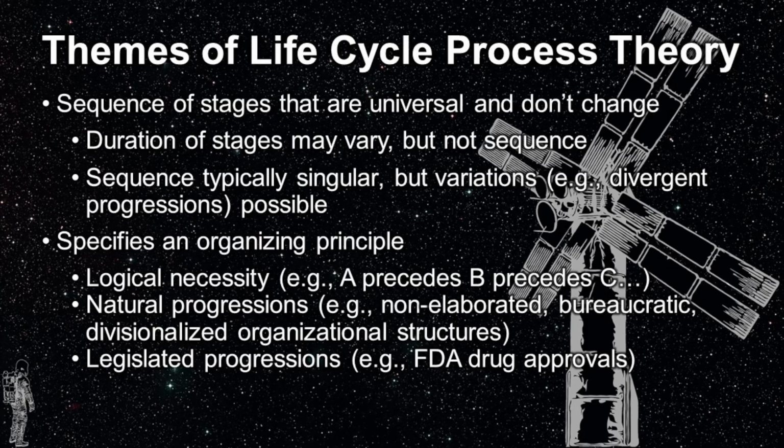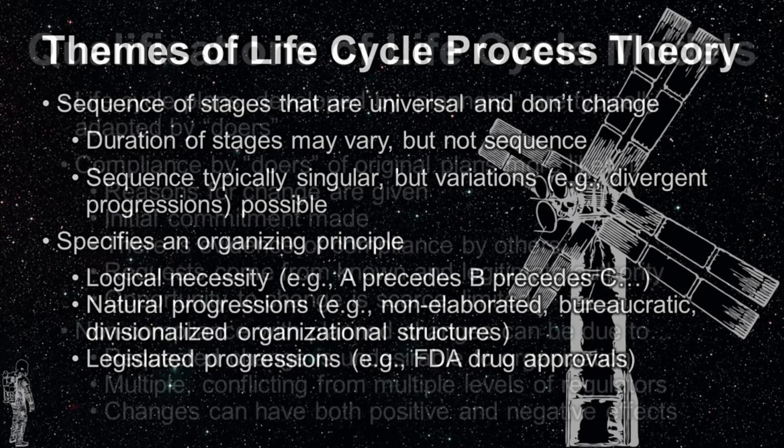For example, when A precedes B, which precedes C, natural progressions, such as an organization's structure evolving from non-elaborated to bureaucratic to divisionalized structures over time as the organization grows. And lastly, legislated progressions, as in the strict approval process for bringing new drugs to market.